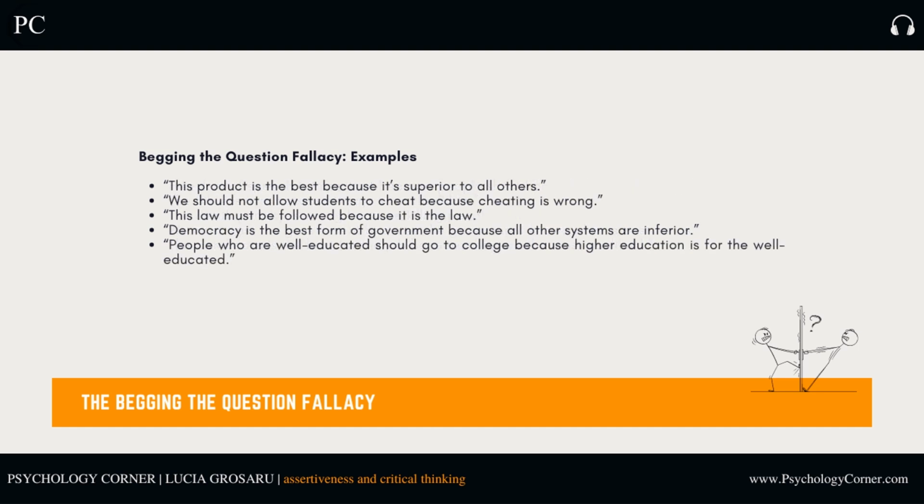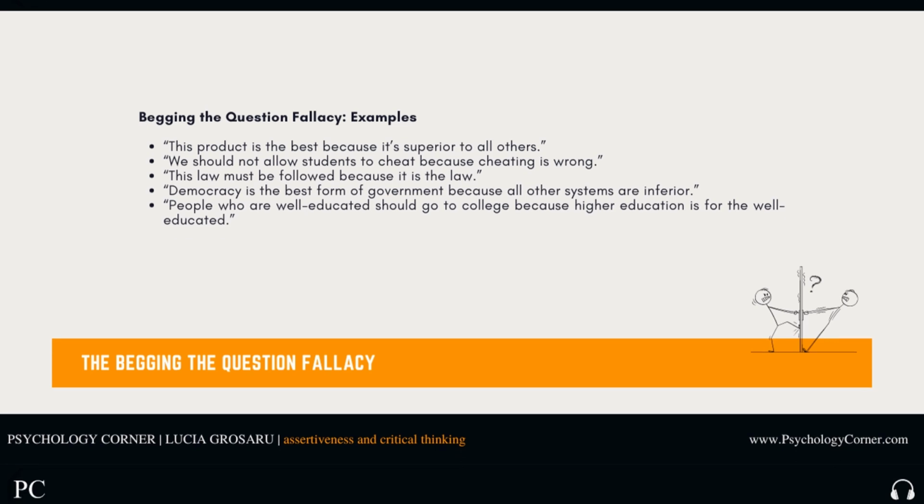This product is the best because it's superior to all others. We should not allow students to cheat because cheating is wrong. This law must be followed because it is the law. Democracy is the best form of government because all other systems are inferior. People who are well-educated should go to college because higher education is for the well-educated.